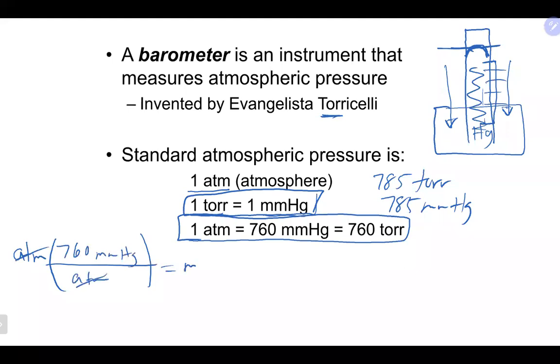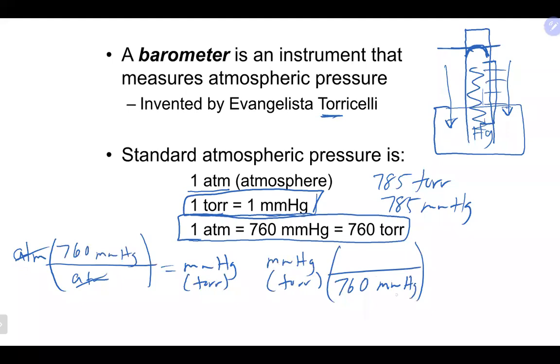And that will give you millimeters of mercury or torr, which again is basically the same thing. If you have either millimeters of mercury or torr, you're going to divide by 760. And again, that would be millimeters of mercury, or torr, over 1 atmosphere. Those would cancel, and that would leave you with atmospheres. So 760, you're going to multiply or divide, depending on what unit you're going with.